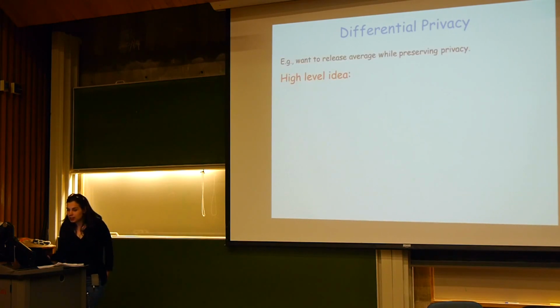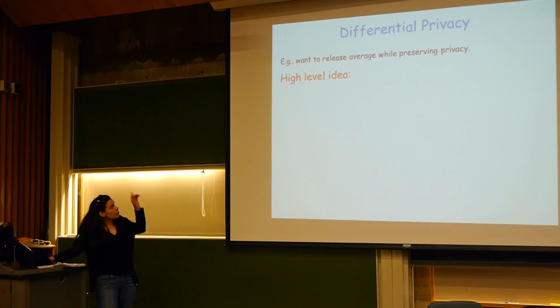Okay, good. So what is differential privacy? The high-level idea, and throughout my presentation, you can keep a running example in your head. Say we just want to do something simple, like release the average grade of the course, but we want to maintain some sort of privacy. So this could be your example.